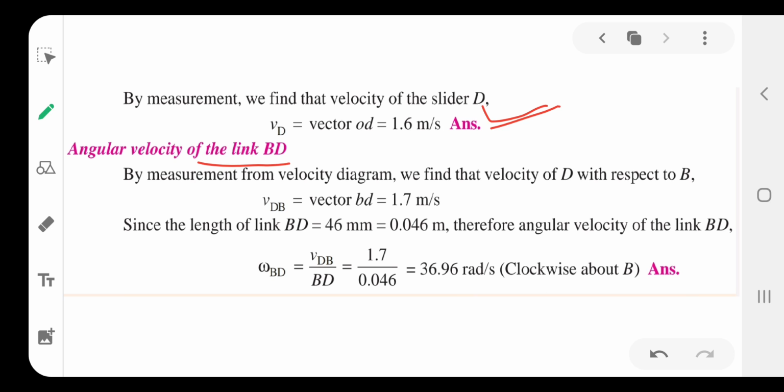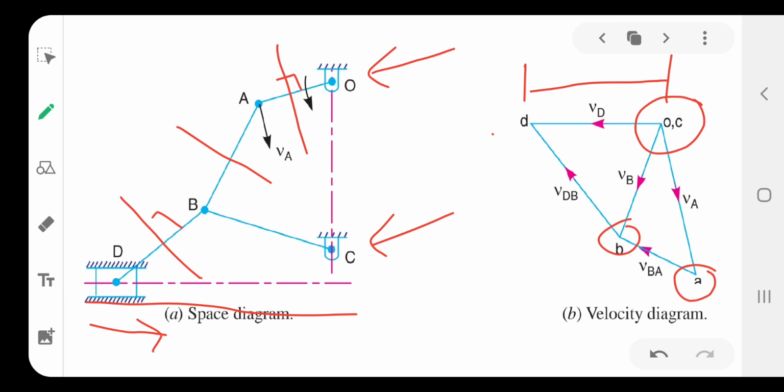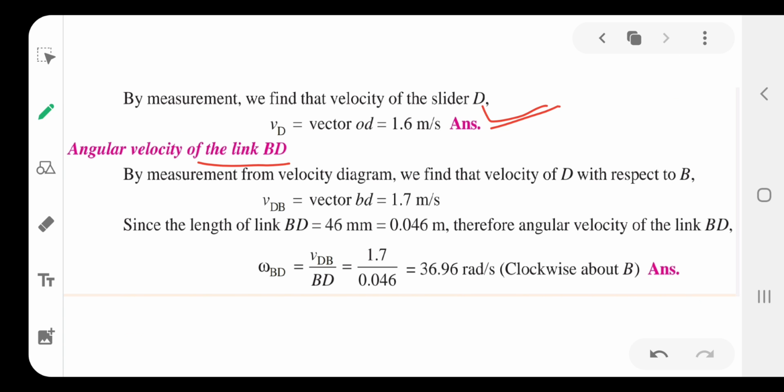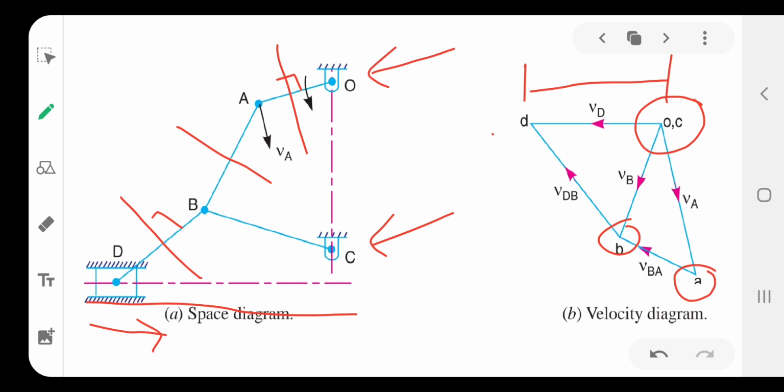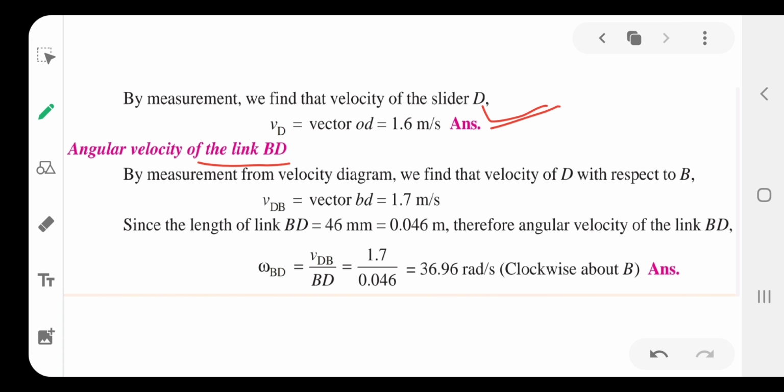So for link BD, measure the distance of vector BD on the scale. By using the suitable scale, this distance is 1.7 meter per second.